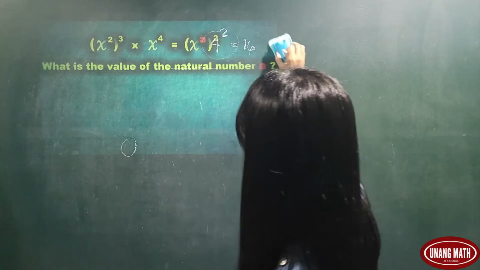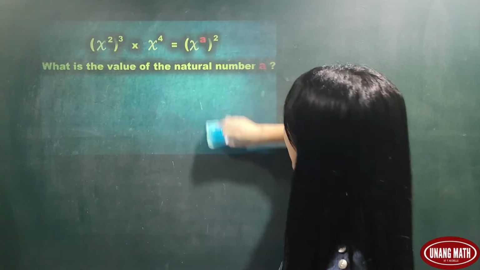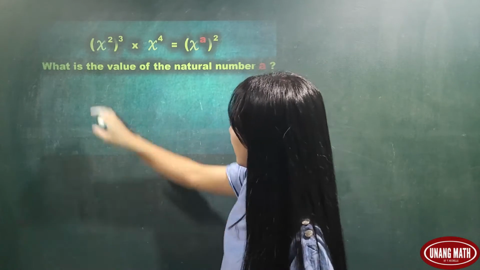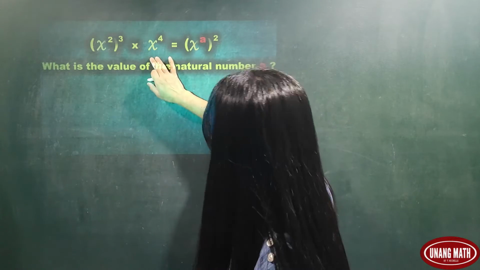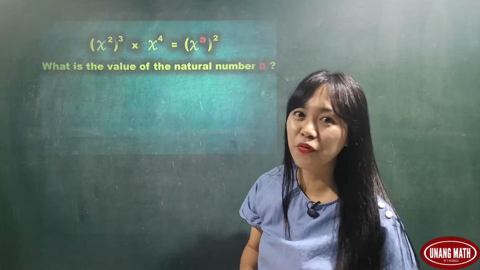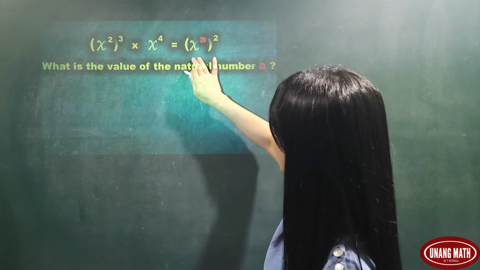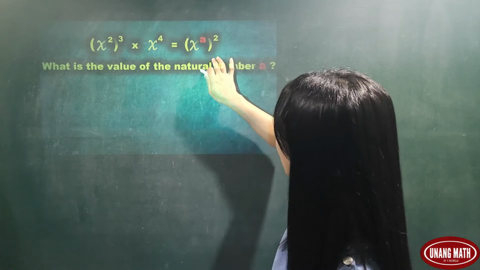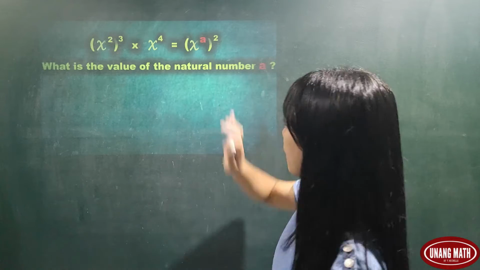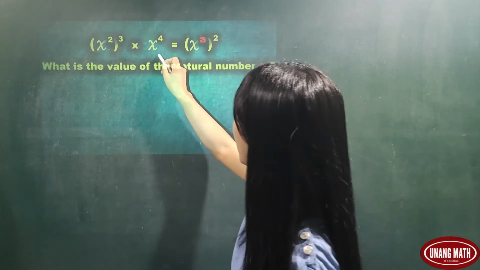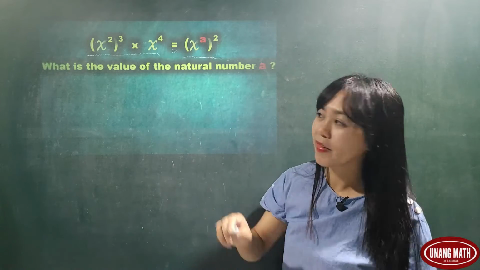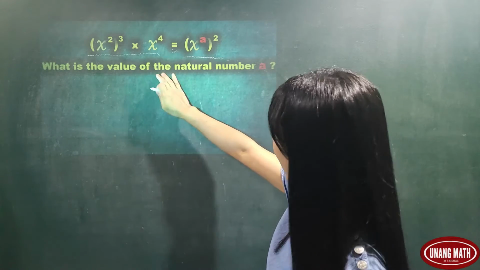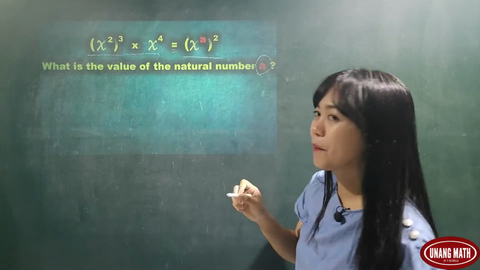Okay, let's move on to the next problem. We have here x squared inside the parenthesis, and it's raised to the power of 3, times x raised to the power of 4. This is equal to x raised to the power of a inside the parenthesis, and it's raised to the power of 2. Take note, this part is equal to this part. The question is, what is the value of the natural number a?